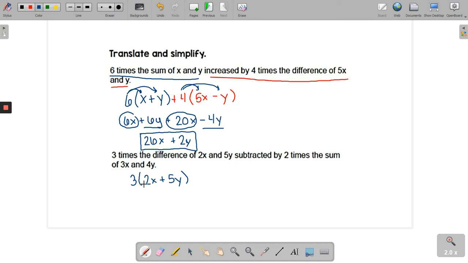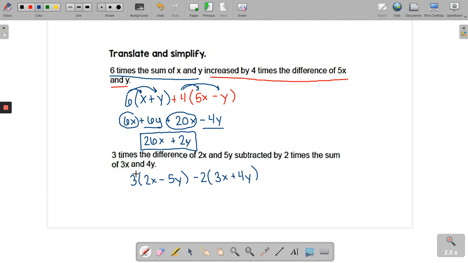So it's 3 times the difference. So we need to subtract, not add. We're going to subtract 2x and 5y. And then it's subtracted by 2 times the sum of 3x, so we're going to add it, and 4y. Now we do the same problem and we have to simplify it.